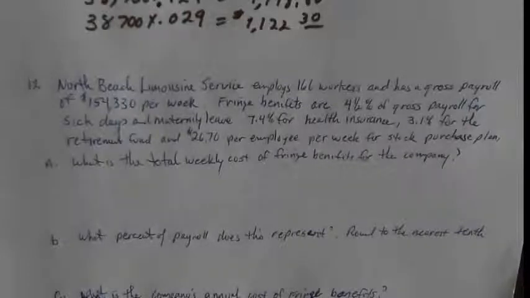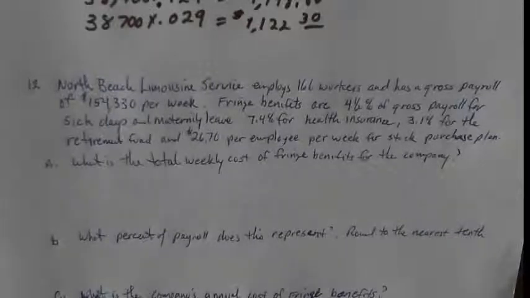So the service has 166 workers and a gross payroll of 154,330 per week. It's a lot of money. Fringe benefits are 4.5% of the gross payroll for 6 days. And again, they're going to round up. Maternity leave, the government's going to want that, half. 7.4 for health insurance, 3.1 for the retirement fund, and 26.70 per employee. Right, it's straightforward. They're not trying to trick you.